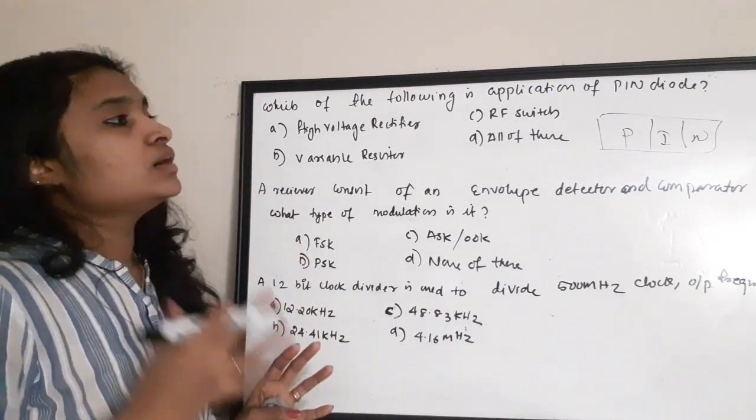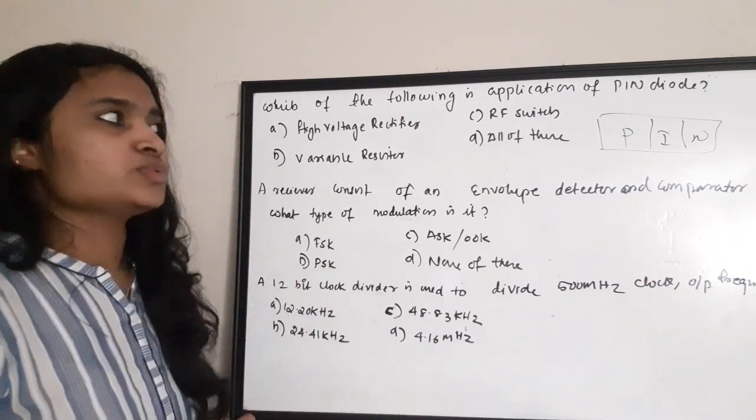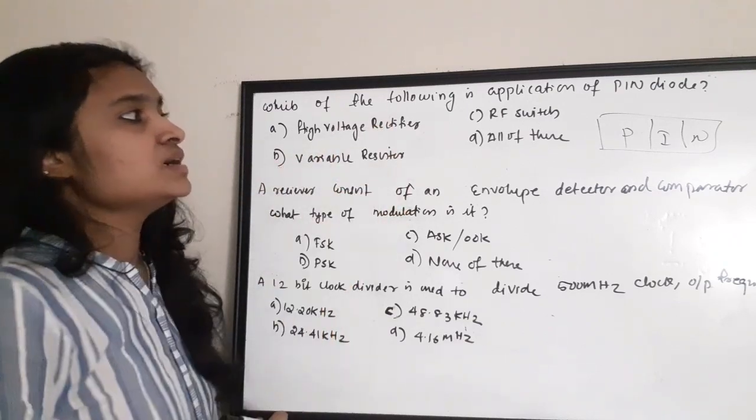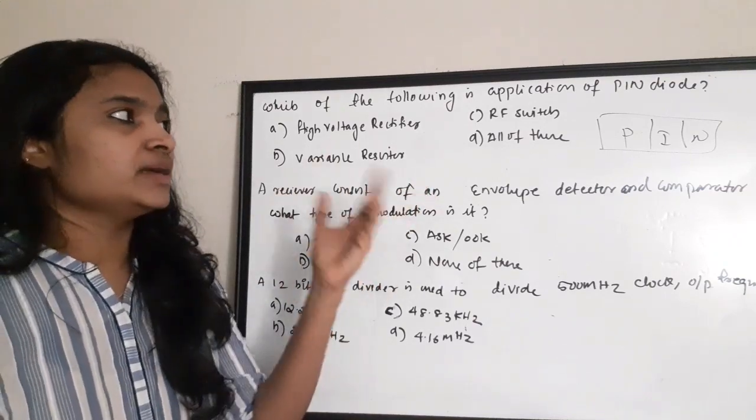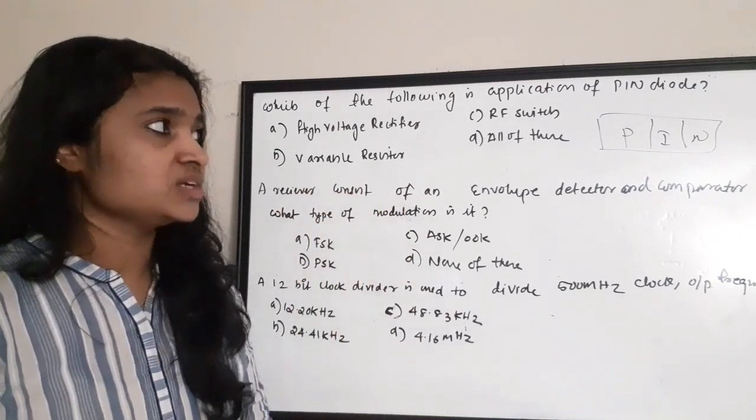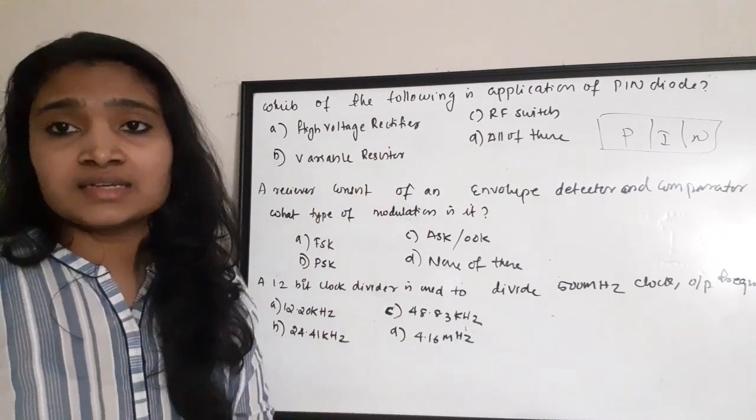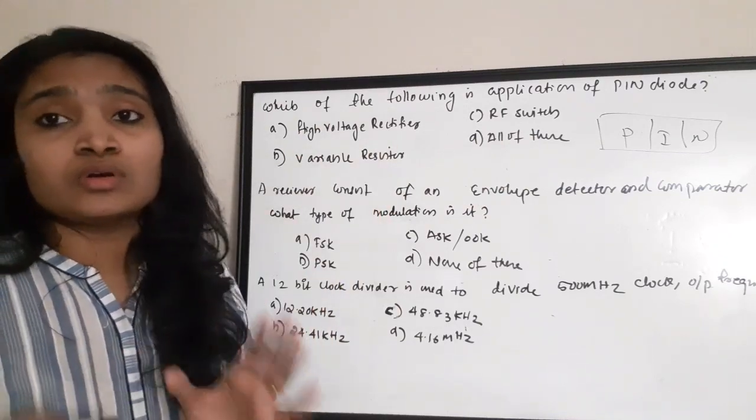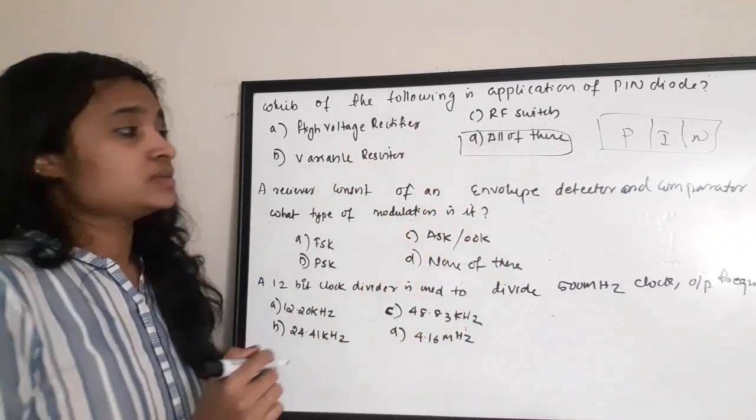Okay. Now there are various other applications of the PIN diode also. Let us read out the options. A, high voltage rectifier. B, variable resistor. C, RF switch. It is one of the very important applications of a PIN diode, RF switch, radio frequency switch. As I said, it is used for high frequency applications. It is used as an RF switch also. D, all of this. The correct answer here is all of this. The PIN diode is used for all of these applications. The correct answer here is option D, which is all of this.